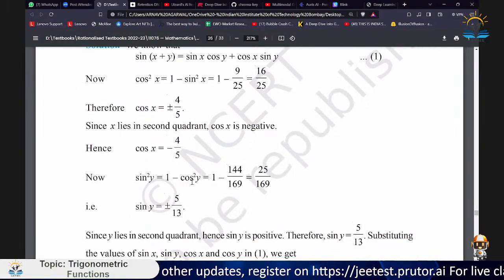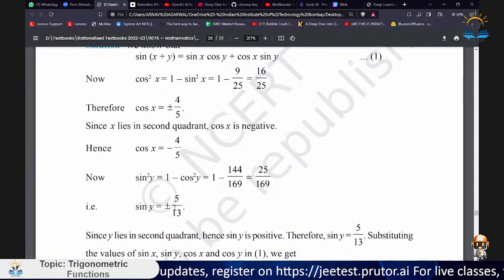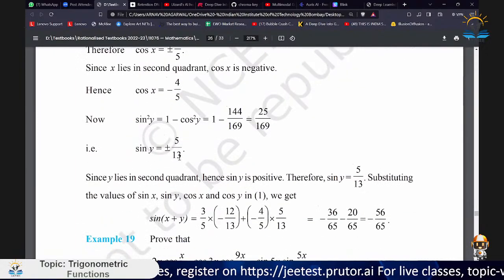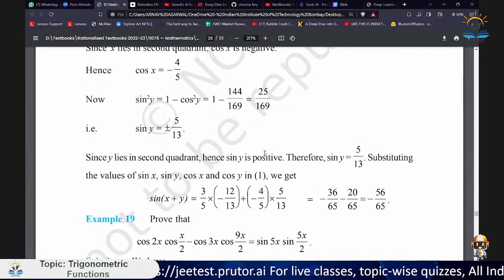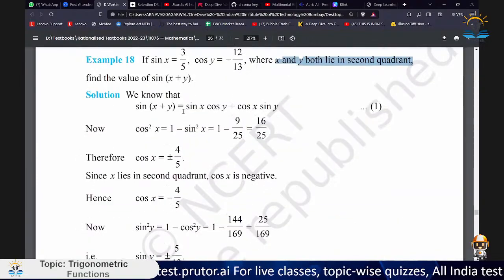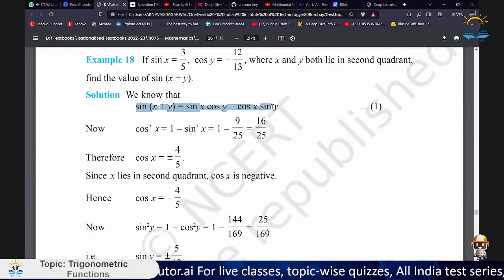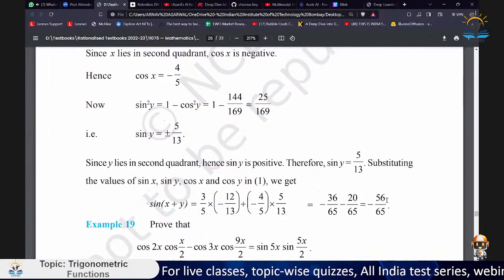Similarly, we get the sine squared value, which is equal to 1 minus cos squared, and sine y is also plus minus 5 by 13. Since y lies in the second quadrant, sine y is positive, and hence sine y is equal to 5 by 13. We can substitute these values in this formula and get the answer. It was a pretty straightforward question, right?